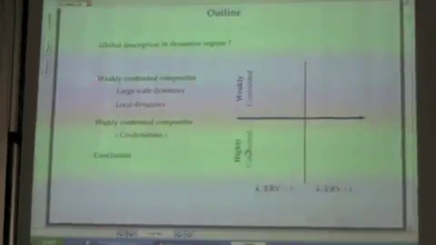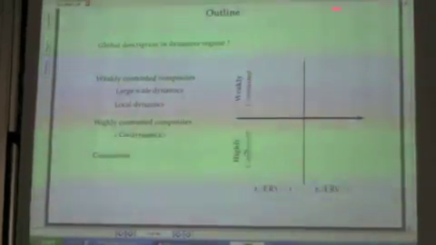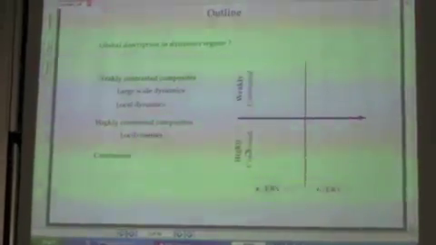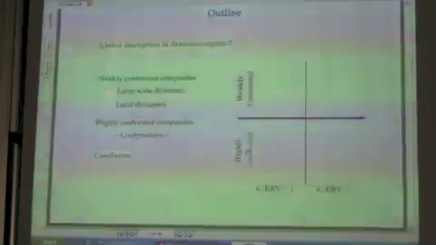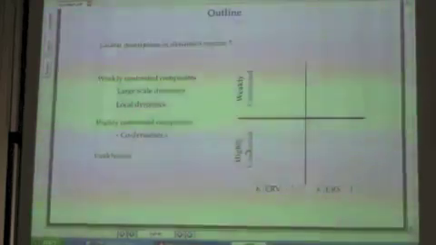I will consider first weakly contrasted composites. That means composites where there is contrast but not very large contrast. I will first consider the case of large-scale dynamics. That means where the wavelength is significantly larger than the period. And then we'll go to another field that is the local dynamics. That is when the wavelength becomes smaller than the period.